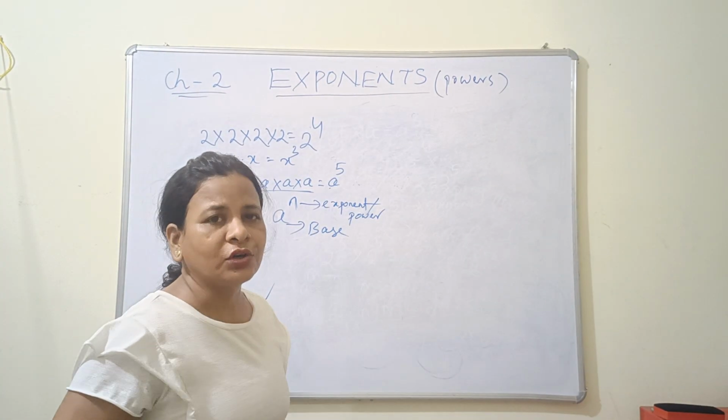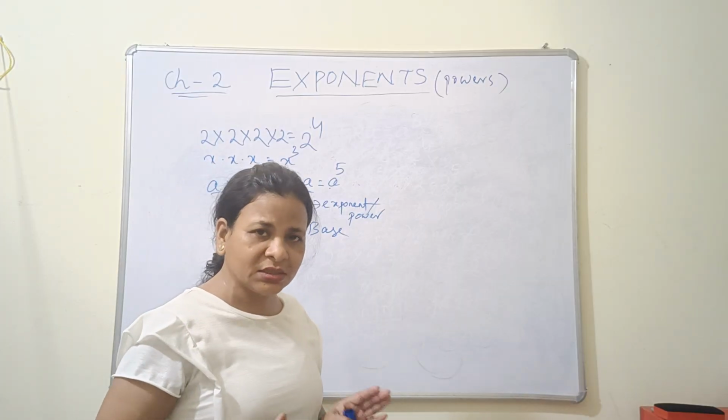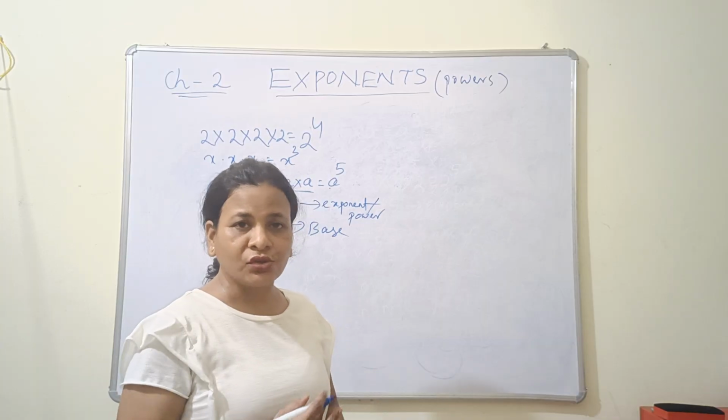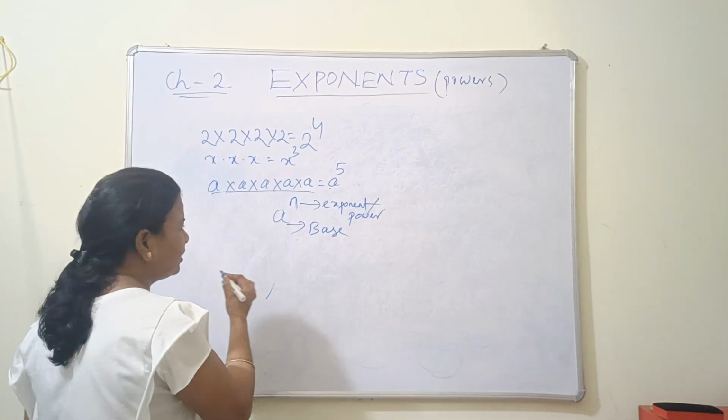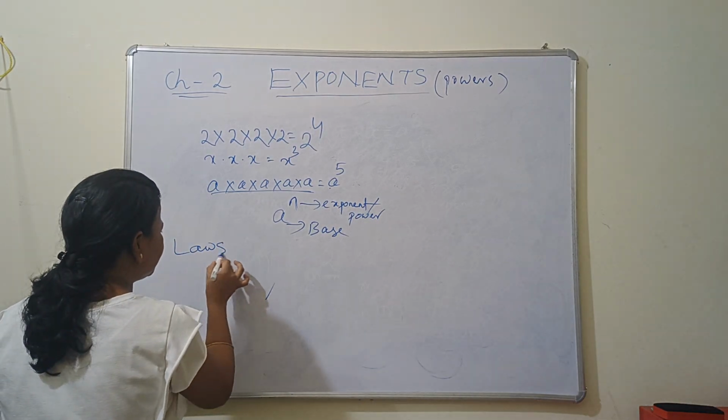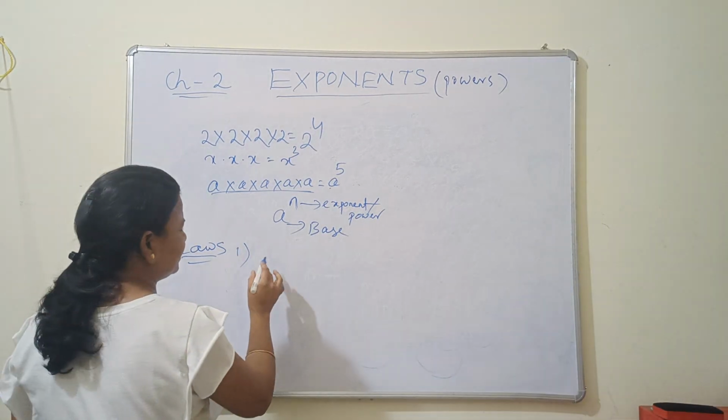So there are certain laws that we need to know. We must learn those laws so that we can follow them while solving problems. It would be necessary for us to know the laws. So let's start the laws of exponents. So first law is like this.